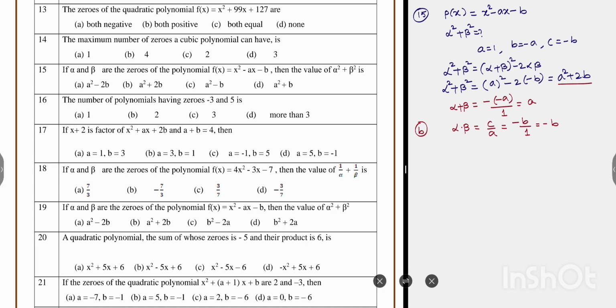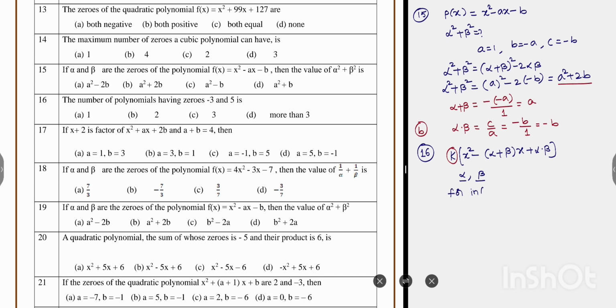Question number 16. In question number 16, the number of polynomials having zeros minus 3 and 5. I told you just now one formula to find a polynomial when the zeros are given: k into x square minus (alpha plus beta) into x plus alpha into beta. This is the formula to find a polynomial. Here alpha and beta are given, but it depends on k: k is equal to 1, k is equal to 3, k is equal to 1 by 2, k is equal to minus 1, like that. Infinite number of k values.